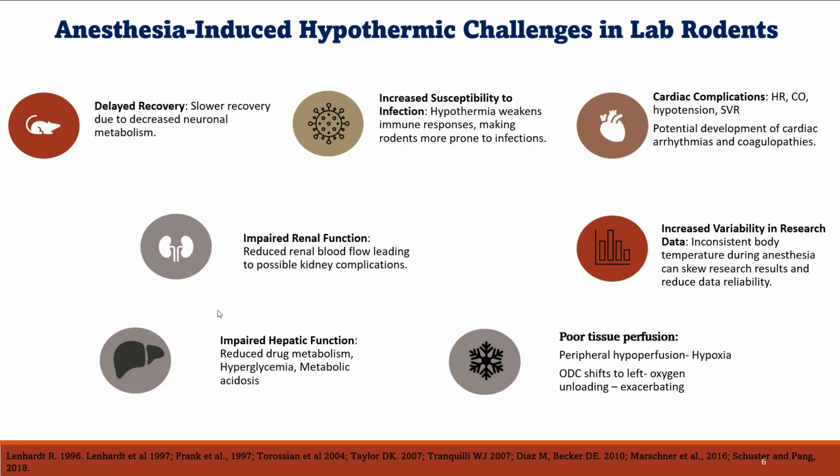Moreover, it has been demonstrated that anesthesia-induced hypothermia impairs renal as well as hepatic function, thereby contributing to metabolic disorders and adversely affecting the health of the animal lifelong. It also contributes to poor tissue perfusion, and most importantly, it has been demonstrated that anesthesia-induced hypothermia leads to increased variability in research data, resulting in reduced data reliability.